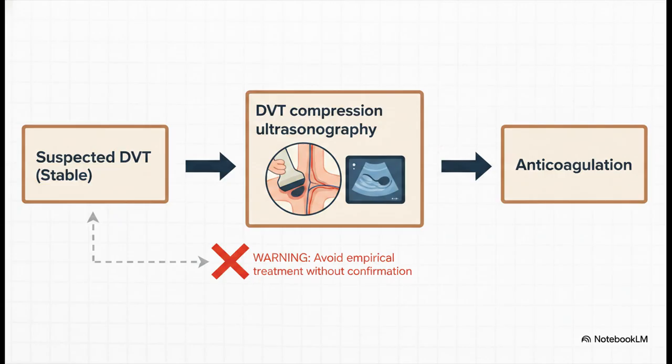Now, unlike our unstable PE pathway, for a stable patient with a suspected DVT, you must confirm the diagnosis with compression ultrasound before you start anticoagulation. You want to avoid empirical treatment without confirmation unless it's a truly limb-threatening situation. If it's a low-probability case, you can start with a D-dimer first.